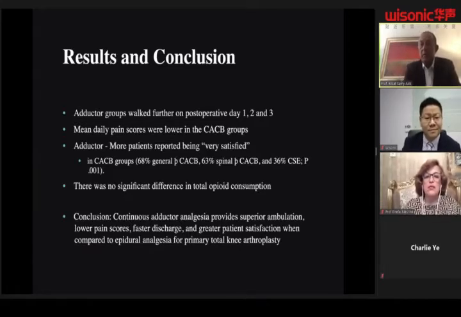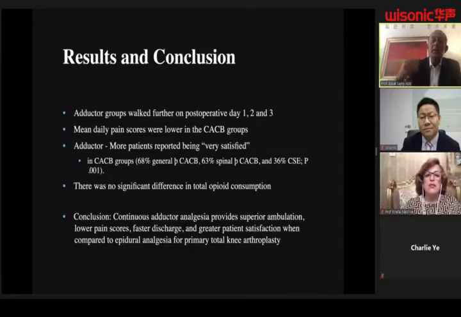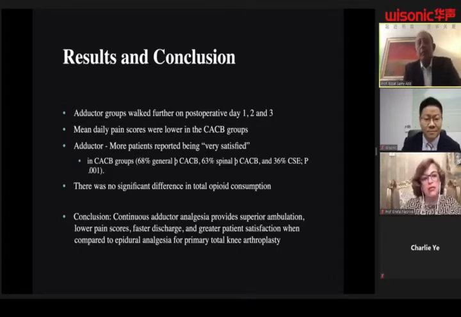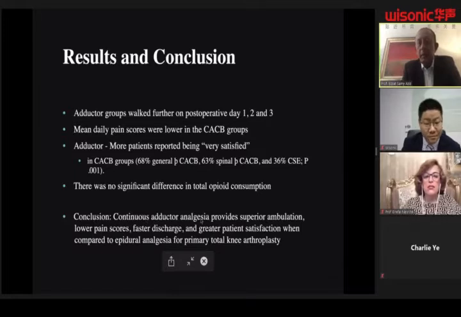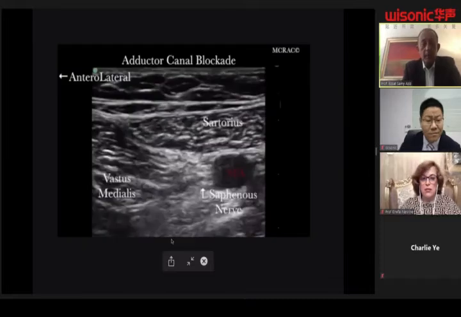But the advantage of the adductor canal block is that it is a sensory block. The femoral nerve block is sensory and motor, and this is not acceptable for the early involvement of physiotherapy. And they concluded that the adductor canal block provides good analgesia with superior, faster ambulation.